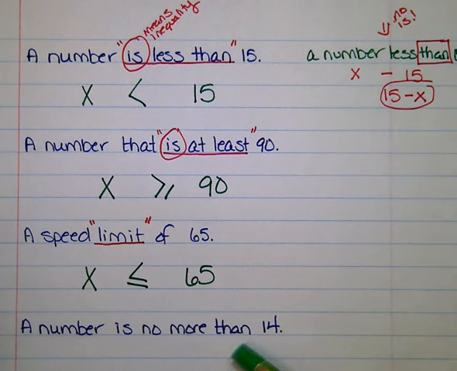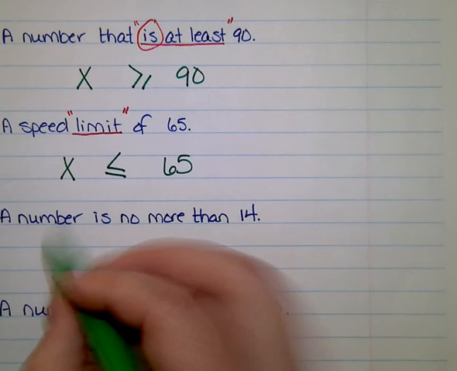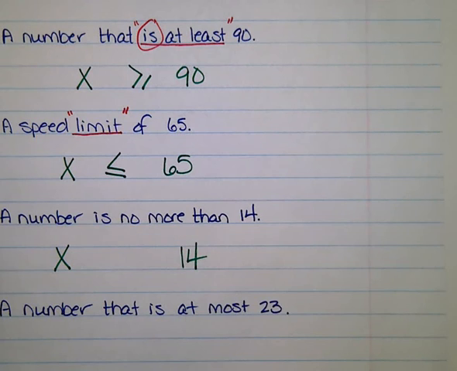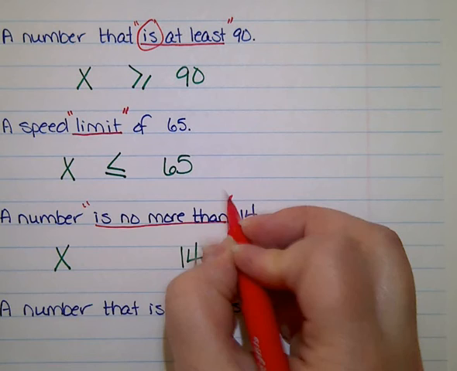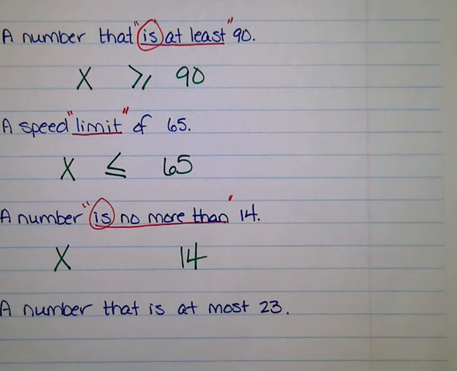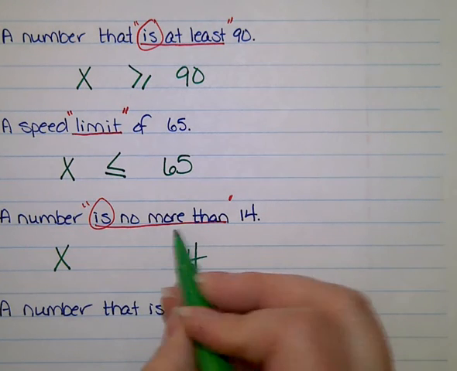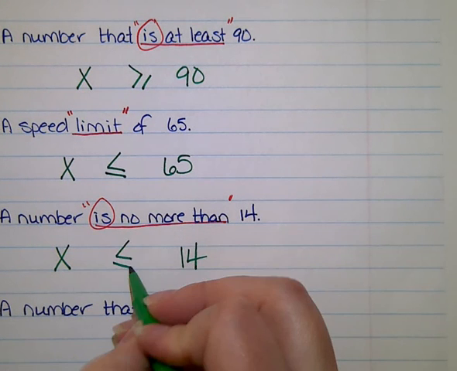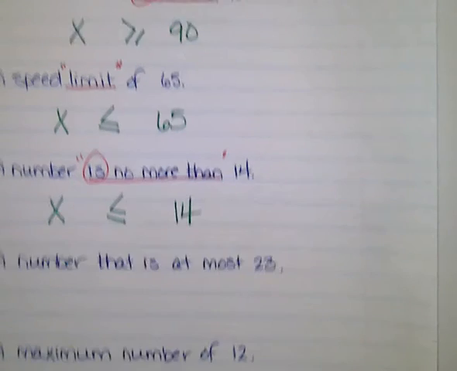A number is no more than 14. Your bookends up there, X and 14. Is no more than. It's an inequality. Can it be a 14? Yes, it can, but it can't be more than 14, only less than. X is less than or equal to 14. Let's look at the next one.